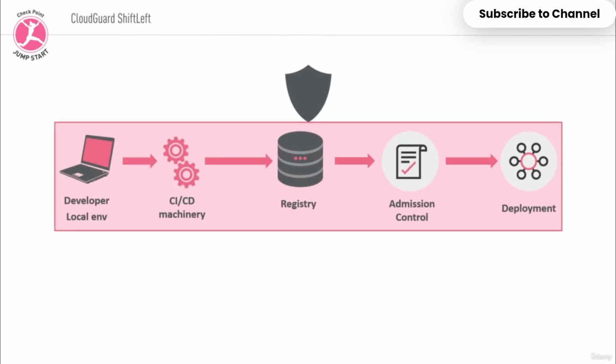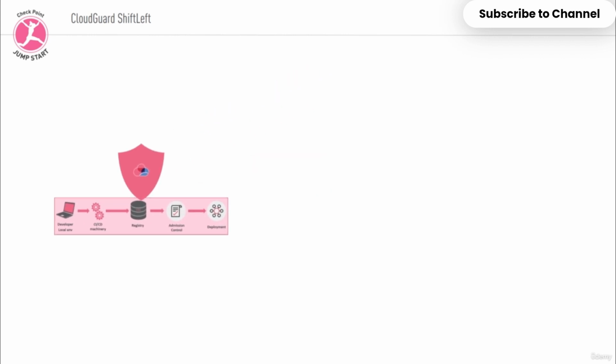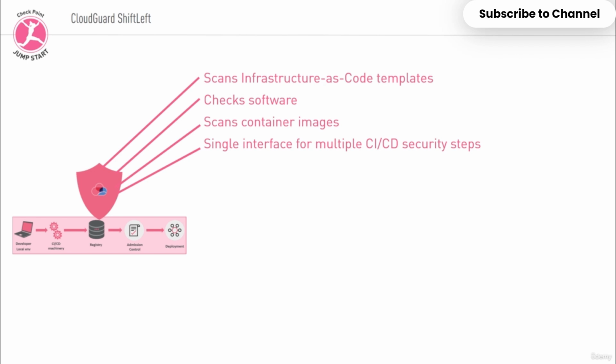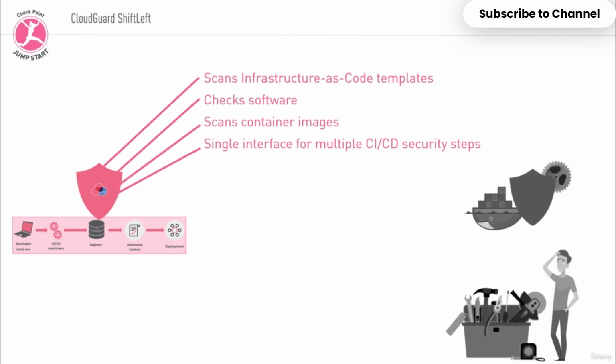CloudGuard's solution for shifting left is called Shift Left, and it brings the CloudGuard security abilities to detect and prevent risks in cloud deployments while in the CI/CD pipeline. Shift Left scans infrastructure as code templates for risk, checks software for known vulnerabilities, and scans container images for security issues. It also provides a single interface for multiple CI/CD security steps. Instead of being forced to fix in production, developers are notified of issues immediately.